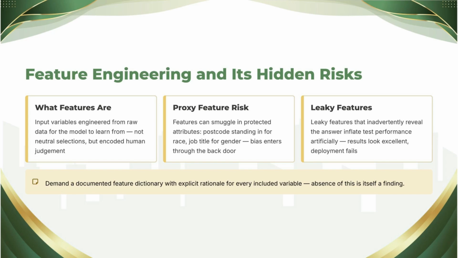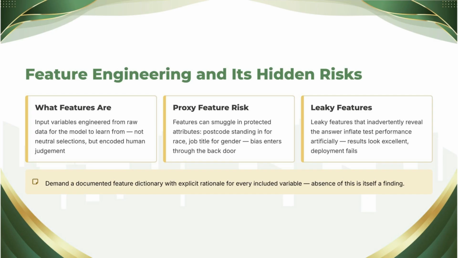Let's talk about a step most people outside data science have never heard of, yet it shapes every AI decision: feature engineering. This is where humans decide which signals the model gets to see, and it's one of the most consequential, least audited corners of the life cycle. A feature is simply an input the model uses. Raw data might contain a customer's transaction history. A data scientist engineers features from it: average monthly spend, number of late payments, ratio of credit used to credit available. These crafted signals are what the model actually learns from. It's like a chef deciding which ingredients even enter the kitchen. The recipe can only work with what's on the counter.